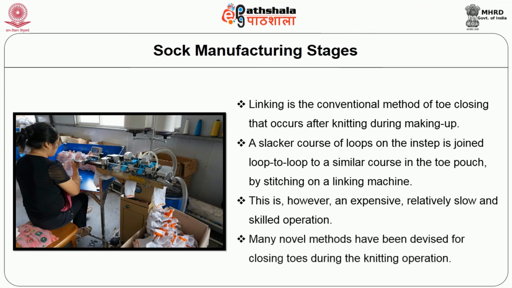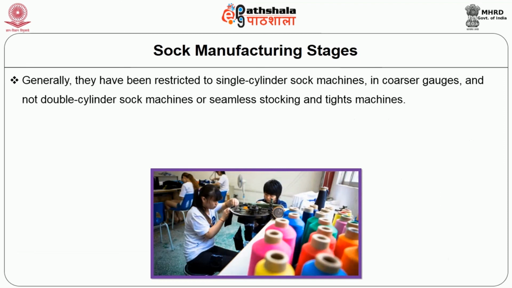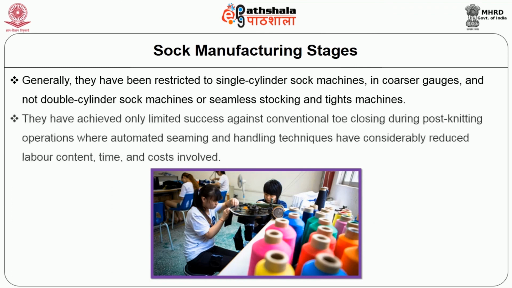Many novel methods have been devised for closing toes during the knitting operation. Generally, they have been restricted to single cylinder socks machines in coarser gauges, and not double cylinder socks machines or seamless stocking and tights machines. They have achieved only limited success against conventional toe closing during post knitting operations, where automated seaming and handling techniques have considerably reduced labor content, time and cost involved.